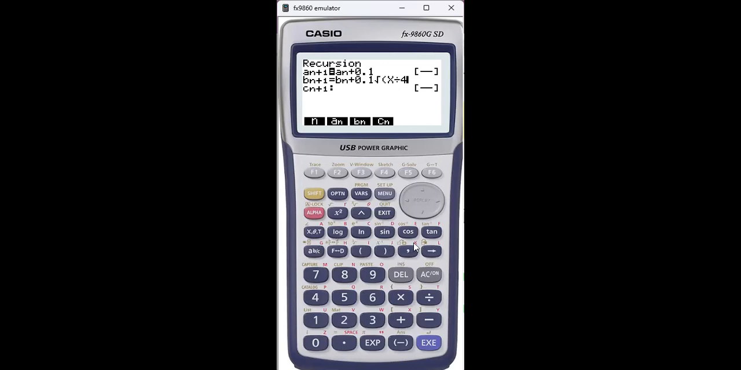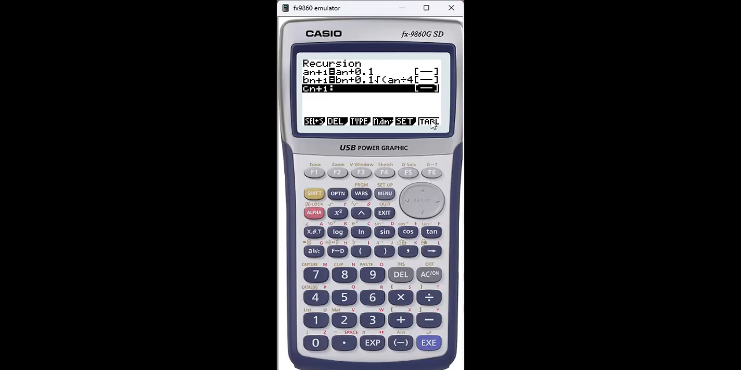Oh, sorry. One mistake I have done here. X means an. Okay, x means an. Sorry. Divided by 4y means 4bn. Okay, because we have to write in terms of an and bn. Close the bracket. Right, close the bracket, and then just okay.